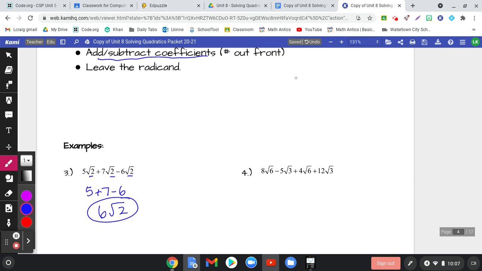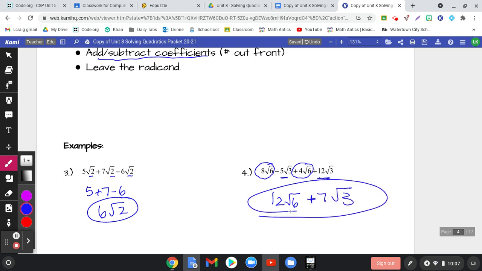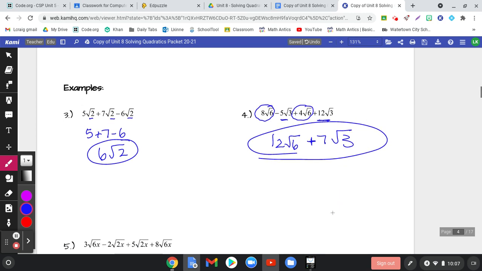Over here we have some different ones, but some are the same. 8 radical 6 plus 4 radical 6 would be 12 radical 6. And then negative 5 radical 3 plus 12, or 12 minus 5 would be positive 7, and then radical 3. And that's your answer. You don't change the radicand. You don't change the number underneath.